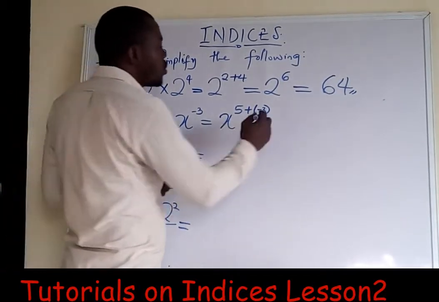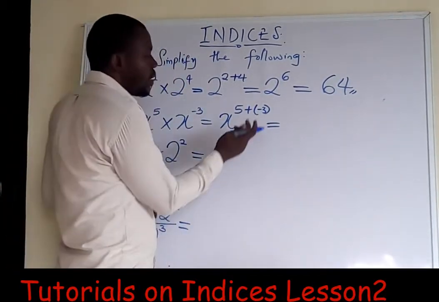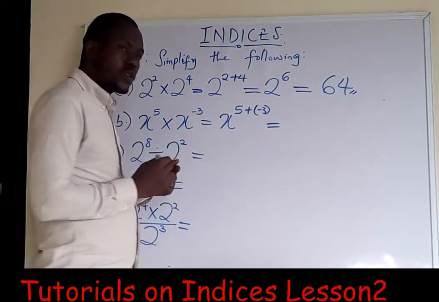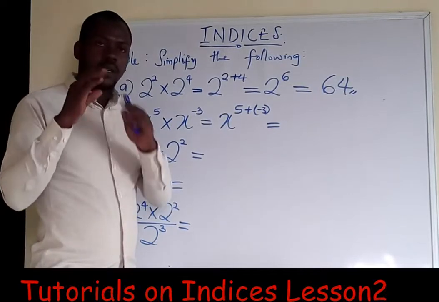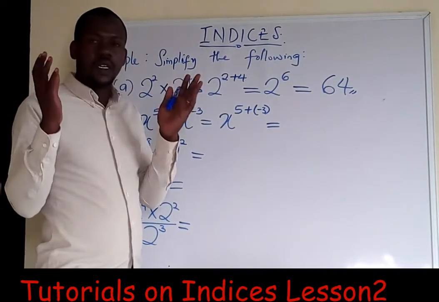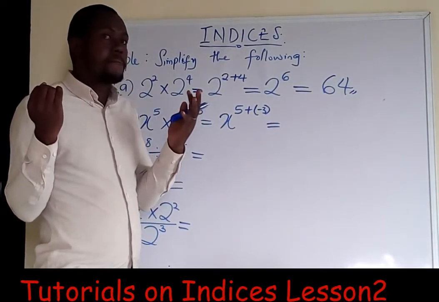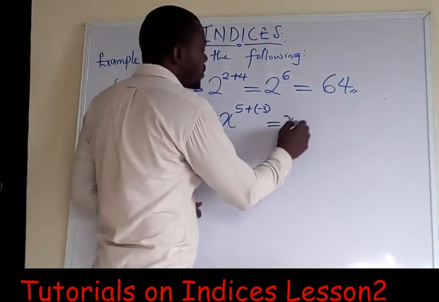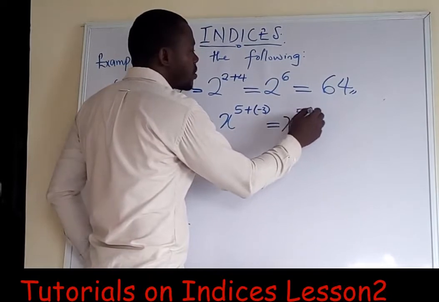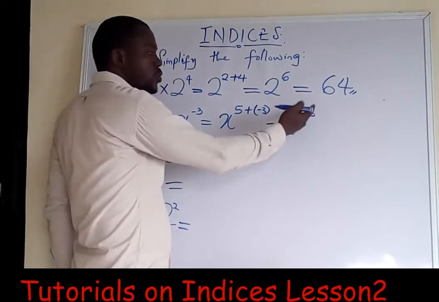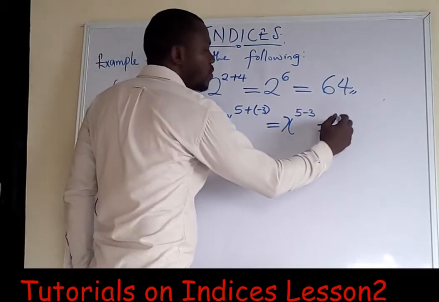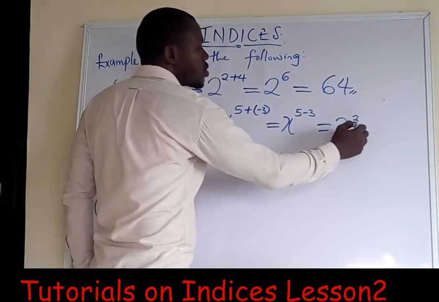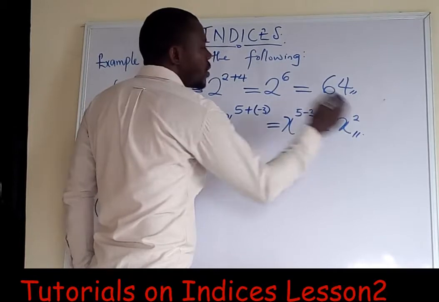What you are going to do here is combine the plus and minus together, because when plus and minus come together, minus takes the sign. Plus times minus is minus. So we have x raised to the power 5 minus 3, and that gives us x squared, because 5 minus 3 is 2. That is x squared.